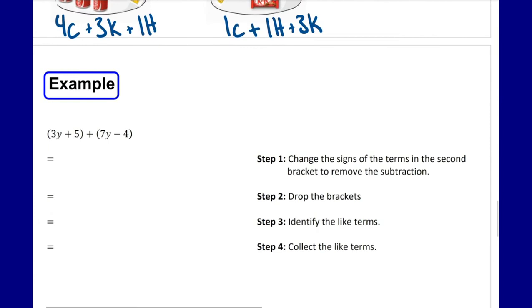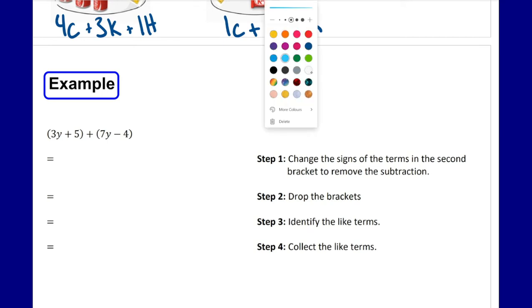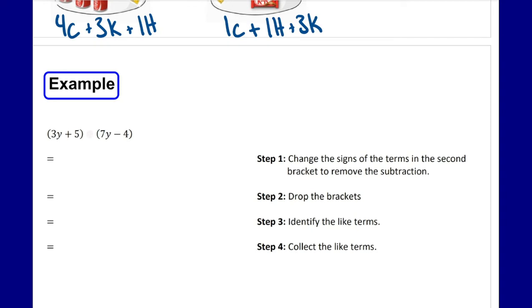That added difference is this step 1, where we change the signs of the terms in the second bracket to remove that subtraction. And I have a typo here because it just has a plus. But we know that it's not a plus in our example because we're dealing with a minus. So 3y plus 5 minus 7y minus 4. So I'm minusing everything in that second bracket.